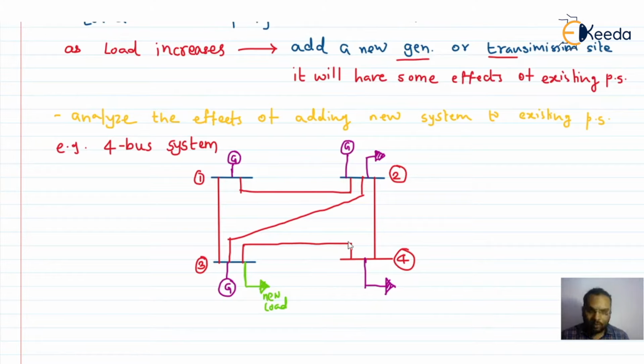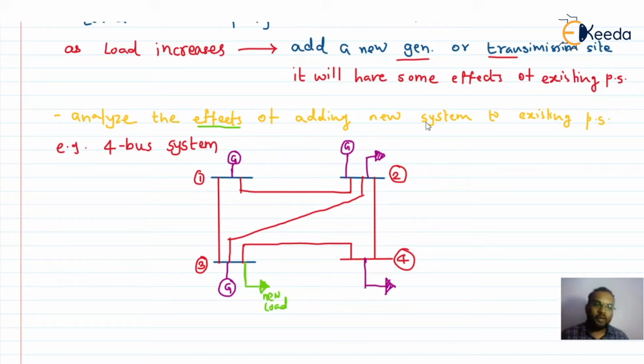Out of these four buses, I can easily decide on which bus I should install the new generator. Or if there is a requirement of adding a new transmission line, then also it will be easy for me to decide between which two buses I should install the transmission line. This is what is stated in this statement: it will help me to analyze the effect of adding a new system, here related to a new generator or a transmission line.